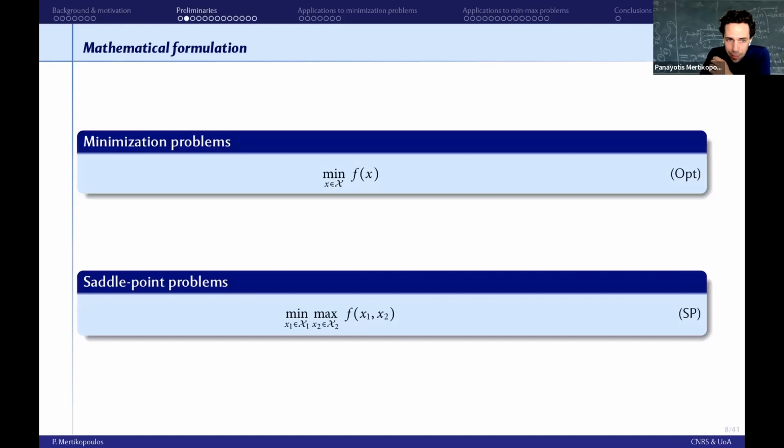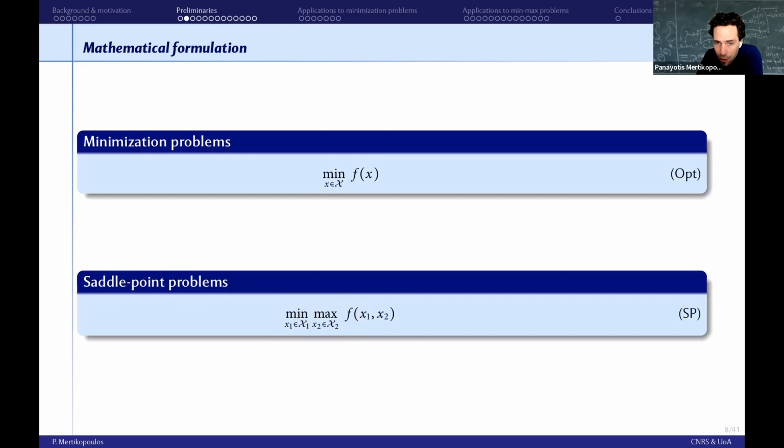let me set some preliminaries. So the standard minimization problem is we're given a function and we want to find its minimum. The saddle point equivalent is we have a function of two sets of variables, x1 and x2. These are both vector variables, and we want to find a point which is simultaneously a minimum with respect to x1 and a maximum with respect to x2.